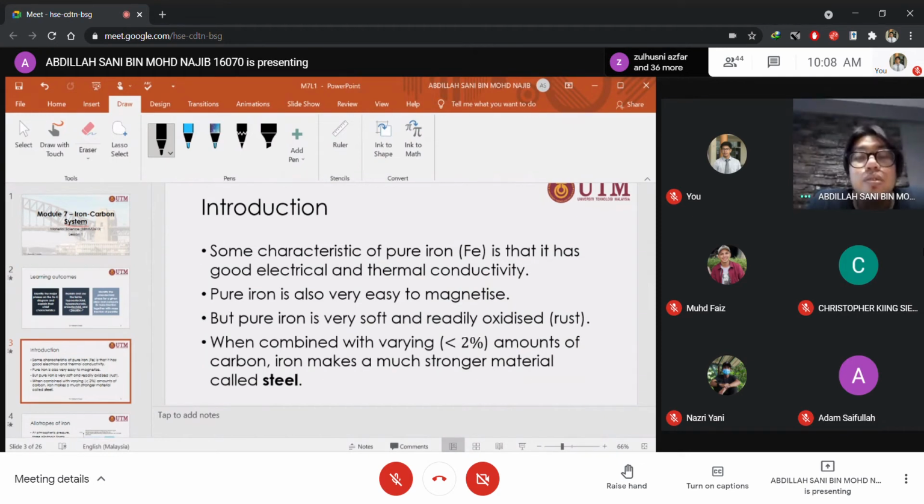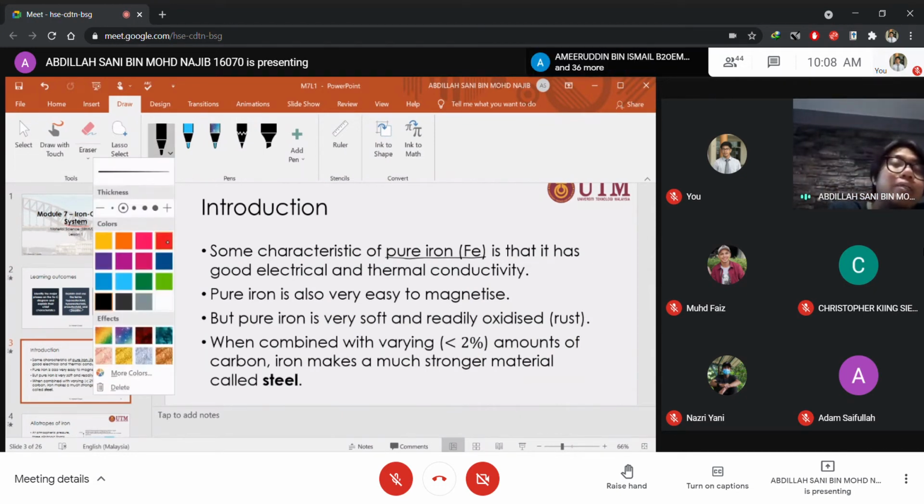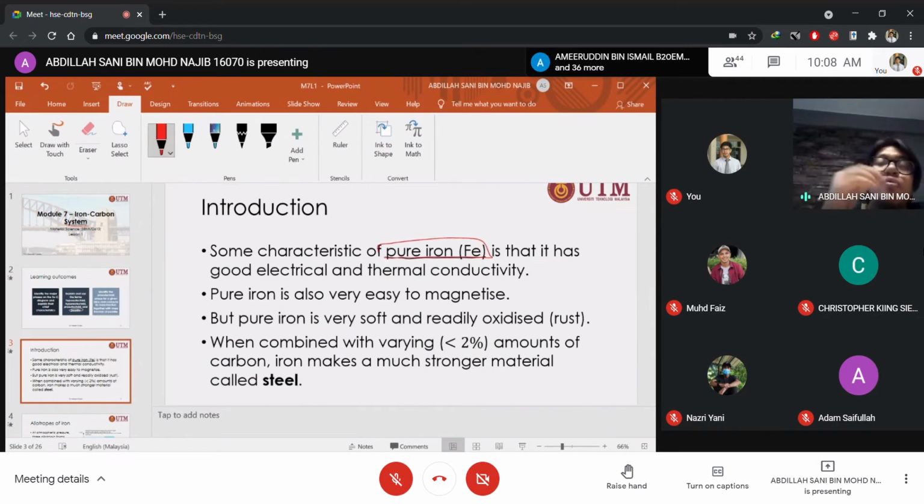We are going to have a look at iron. So the iron, in pure form, has good characteristics: good electrical and thermal conductivity. It is also easy to magnetize, but the problem is that pure iron is very soft and readily oxidized. So to solve this, what we do is alloying. I guess you are already familiar with alloying.